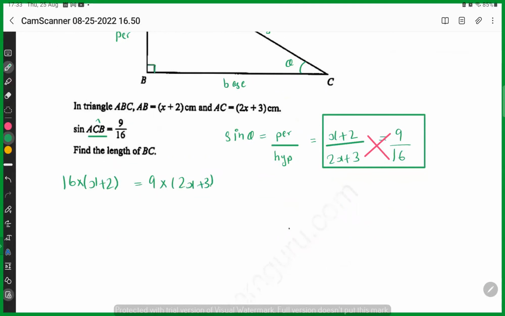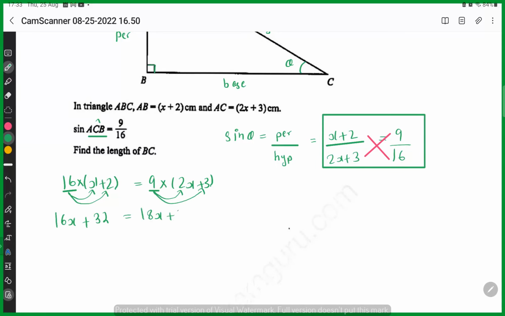Now, those who are weak at algebra, please pay attention. This 16 is written outside these brackets and it is being multiplied, so it would be multiplied with x and it would be multiplied with 2. This would become 16x plus 16 multiplied by 2, which is 32. Then this 9 is being multiplied with the bracket, so this is 2x and this is 3.